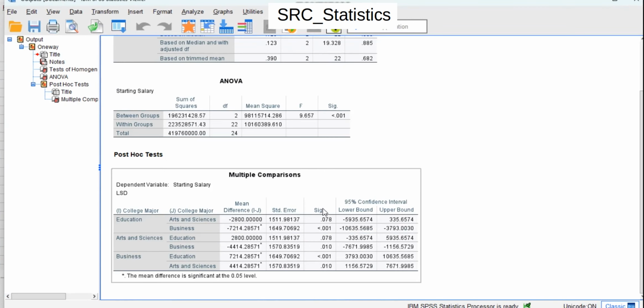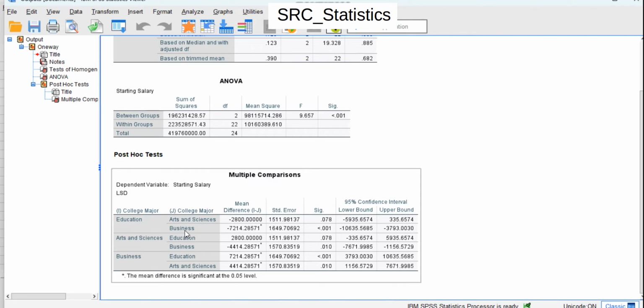So this is the result for the post hoc test. It gives the multiple comparisons between means. First is education with arts and science, and education with business. We see the significance level, that is the p value. The p value for the first one is 0.078, and for the second one it is less than 0.001. That means there is a large difference between the starting salary for college majors education and business.